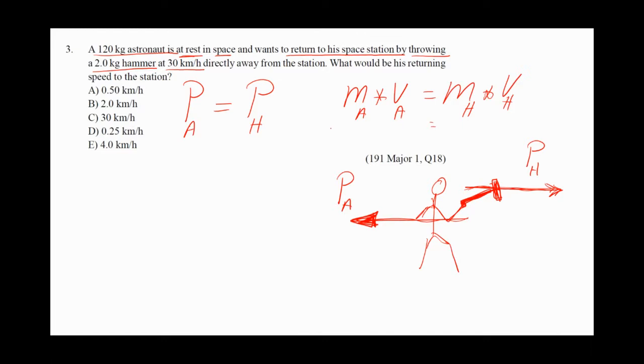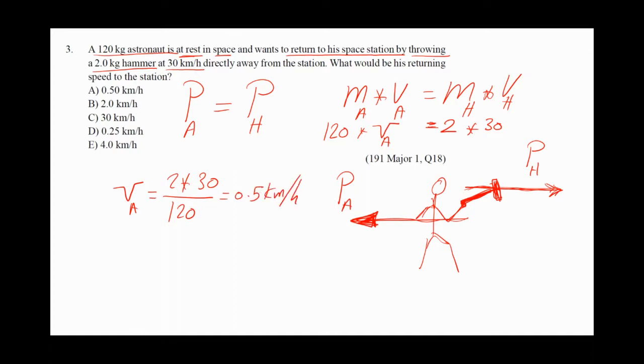So here the astronaut is 120 kilogram, and I want to know what his velocity is if he throws the hammer, which is 2 kilogram, at a speed of 30 kilometers per hour. So I will find the astronaut velocity. It will be 2 times 30 divided by 120. That's half a kilometer per hour.